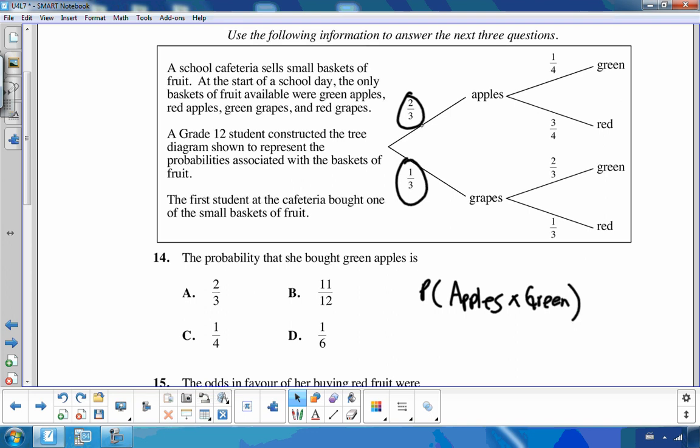Okay, so we're looking at the probability that she bought green apples. She had a 2 out of 3 chance of buying apples, and of those apples, a quarter of them were green. So multiplying those together, I get 2 out of 12, and in lowest terms, that would be 1/6.